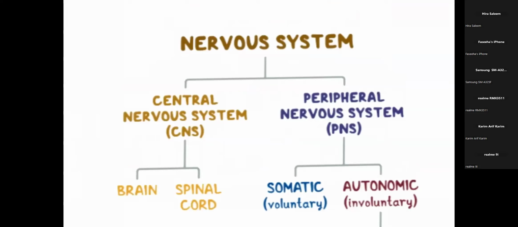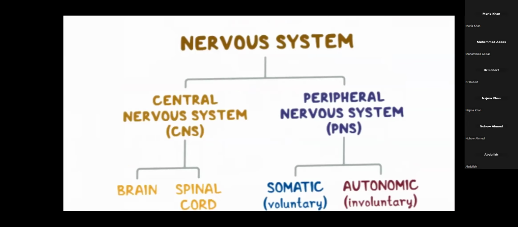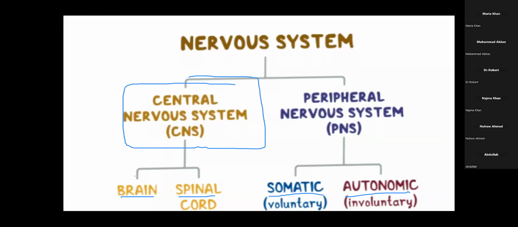Before we go into detail of the nervous system or neuroanatomy, we have to divide it into parts, so that we have the basic concept of each part. The first thing, we divide the nervous system into two types. One is the central nervous system. The other one is the peripheral nervous system. The central nervous system includes the brain and spinal cord, and the peripheral nervous system further includes the somatic system and the autonomic system.